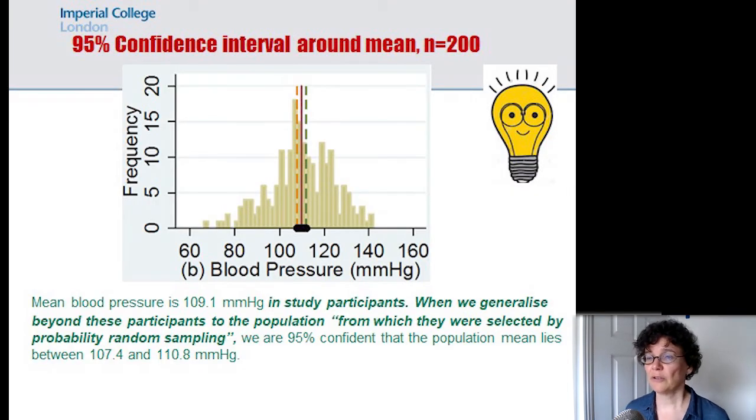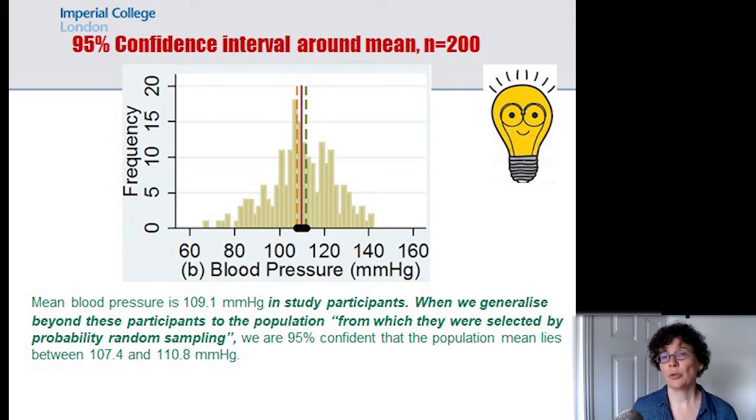Indeed, the values for population mean blood pressure that are compatible with the data are called a confidence interval. By convention we use 95% confidence intervals, which means that we've got 95% coverage of population mean values that are compatible with our data. We could have a slightly wider interval if we wanted for 99% compatibility or 99.9% compatibility, but by convention we nearly always stick with the 95% confidence intervals.